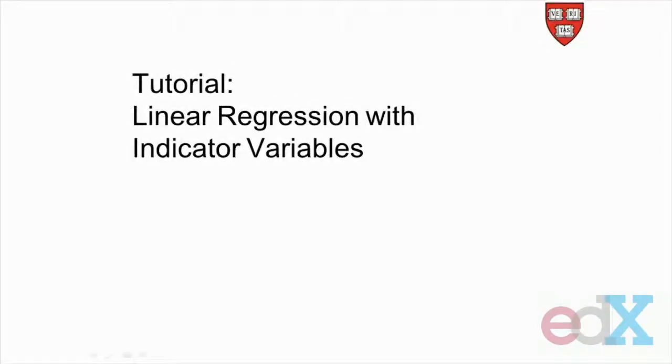In this tutorial, we're going to look at linear regression with indicator variables. Using the same hospital data set that we saw in the previous lab, now we're going to consider the example of a hospital trying to set a benchmark goal of having patients report that nurses always communicate well at least 75% of the time.